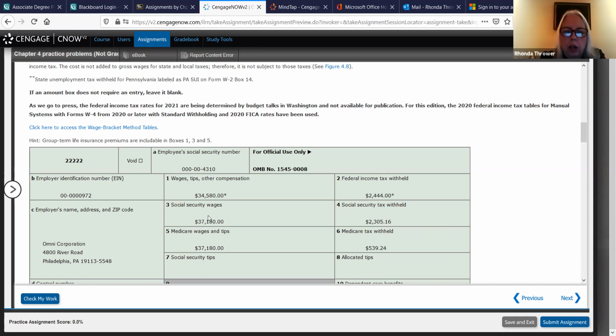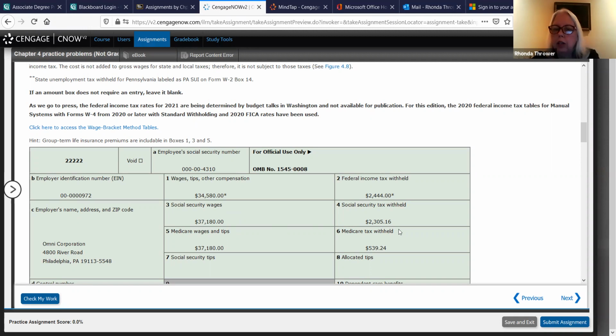To enter information for the Social Security wages, we do not subtract out the amount for the 401k plan. We just leave it as the total amount of gross wages for this employee, which was $715 times 52 weeks in the year. His yearly amount is $37,180. The Social Security tax that was withheld would be calculated on these wages.